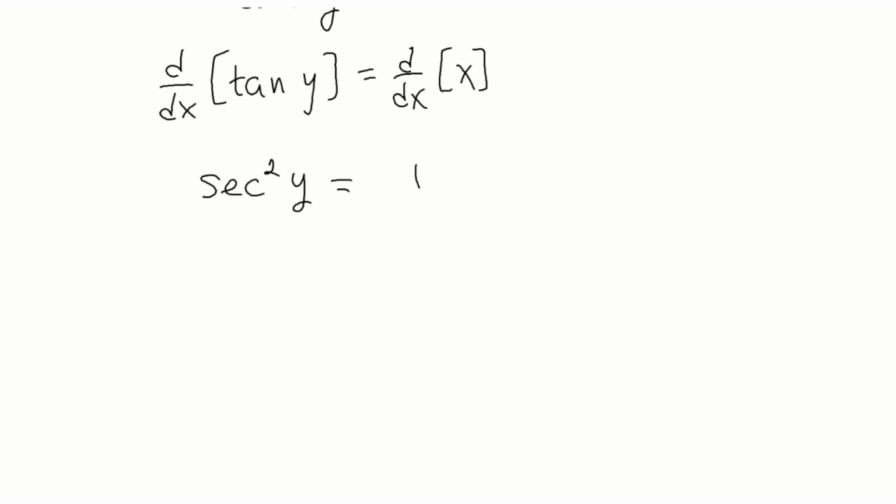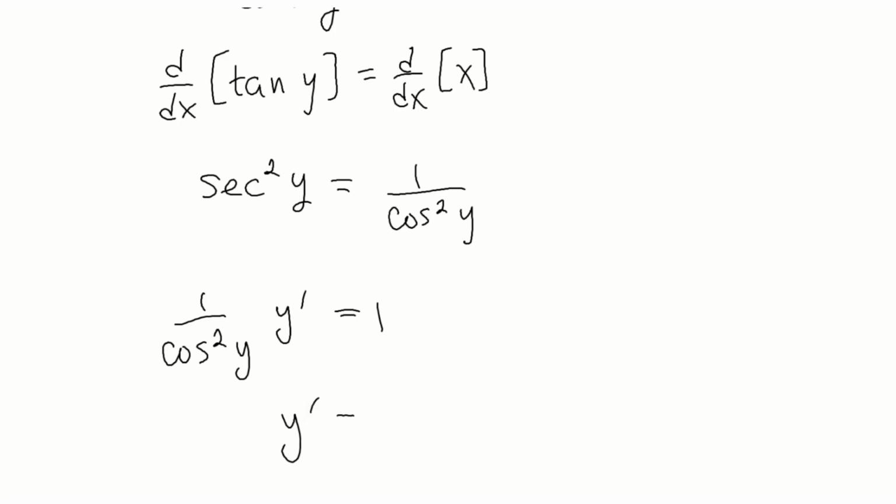Now, secant squared is the same thing as 1 over cosine squared. And don't forget to multiply by the derivative of the inside function. Instead of dy/dx, this time I use prime notation. Over to the right, the derivative of x is 1. Solving for y prime, we get y prime equals cosine squared y.